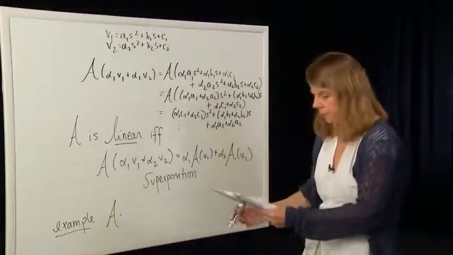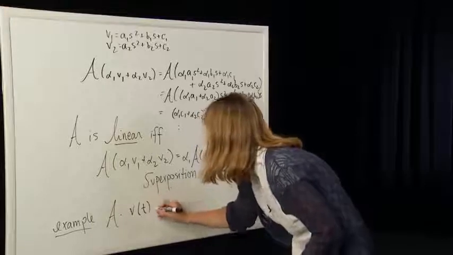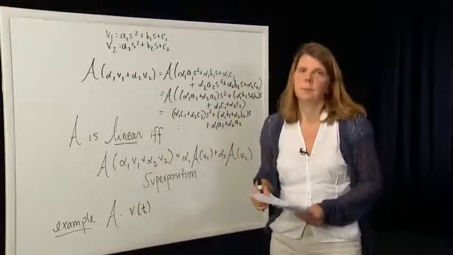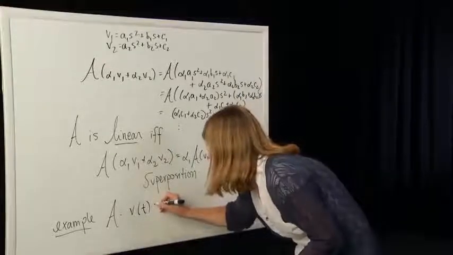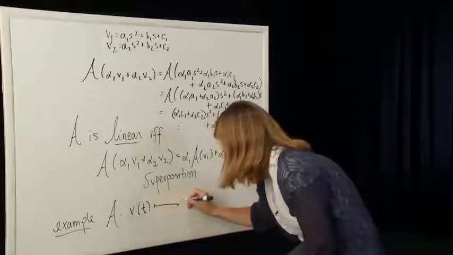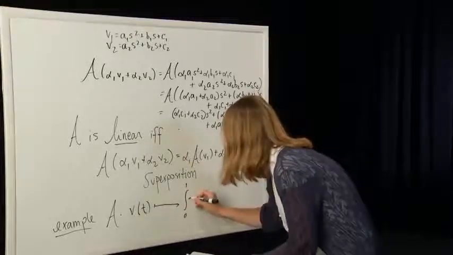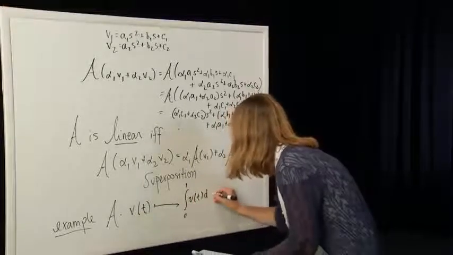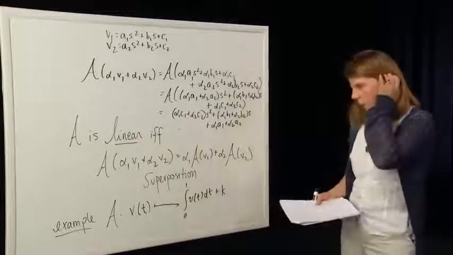This third example, A is going to now take functions of time, V of t. So my domain is a space of functions, and it takes that element V of t, and it gives me the following. It integrates V of t between 0 and 1 over time, and it adds a constant to it. And we ask, is this linear?